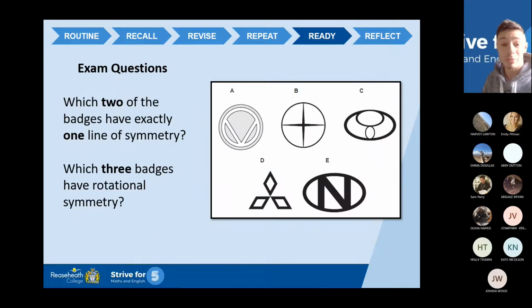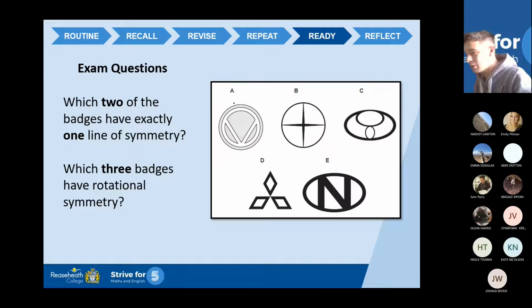And it's even more so when we've got these here. These are car badges by the looks of it, aren't they? So which two of the badges have exactly one line of symmetry? So I'm looking for two of them here. And I'm going to steal your answers off of Desmos. Lots of you have put A. Some of you have put C. Some of you have put D.